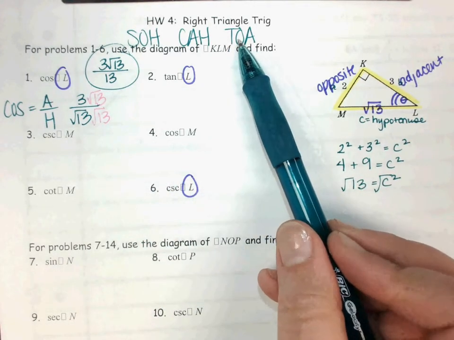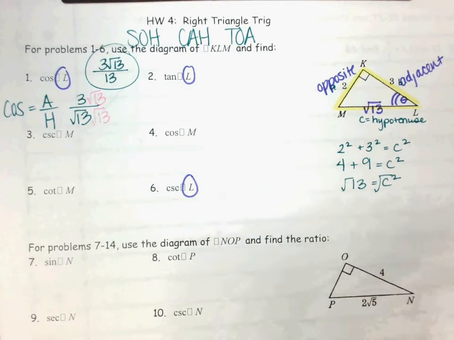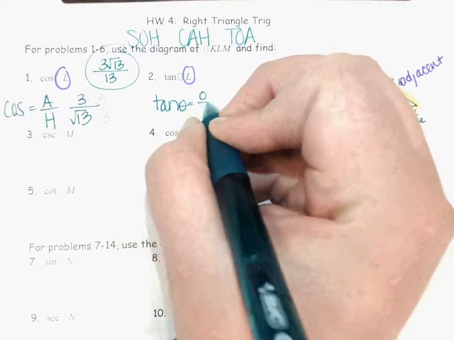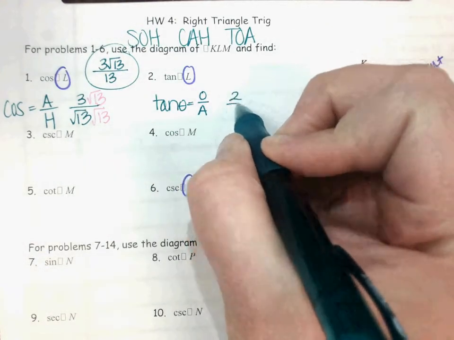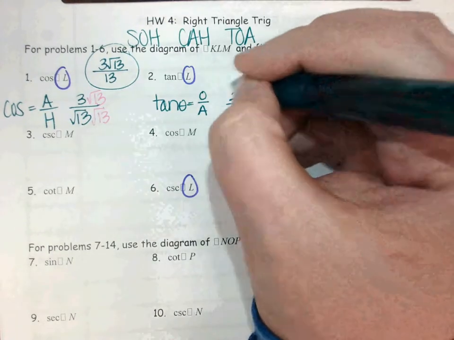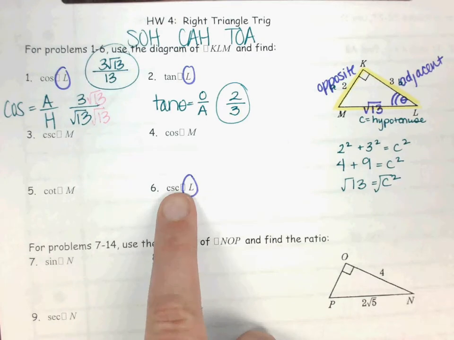Okay, tangent. SOHCAHTOA. Tangent is opposite over adjacent. So, tan theta is opposite over adjacent. Which one's my opposite? 2. What's my adjacent? 3. So 2 over 3. And is there a square root on the bottom or anything I have to fix? No. Done.